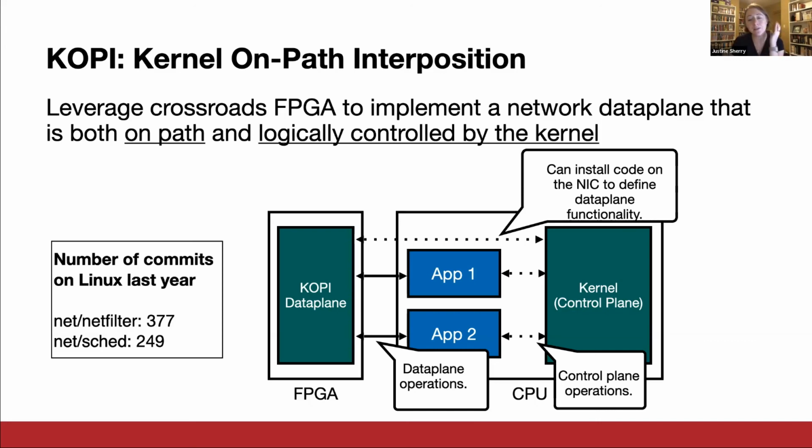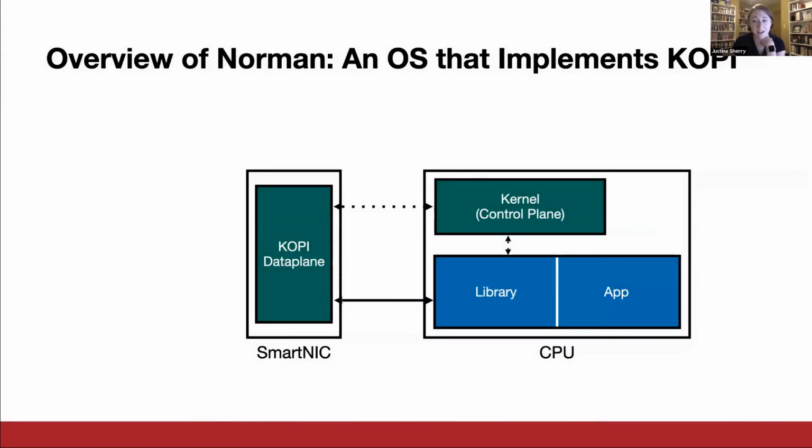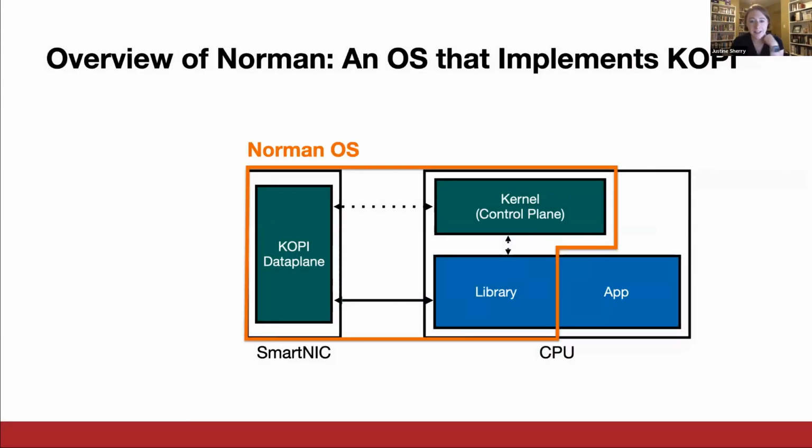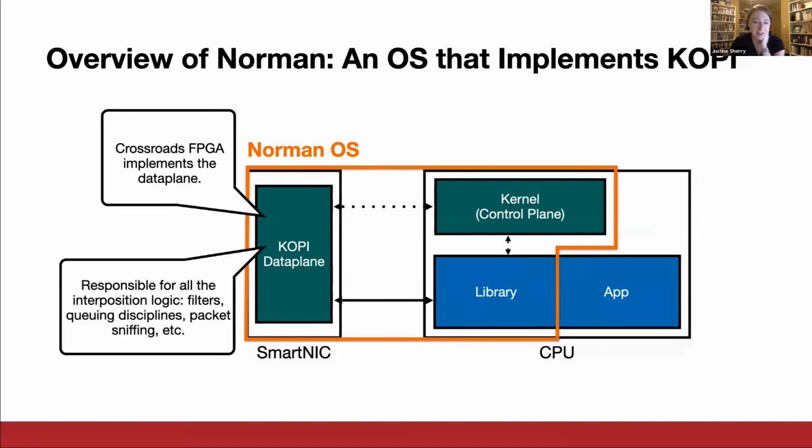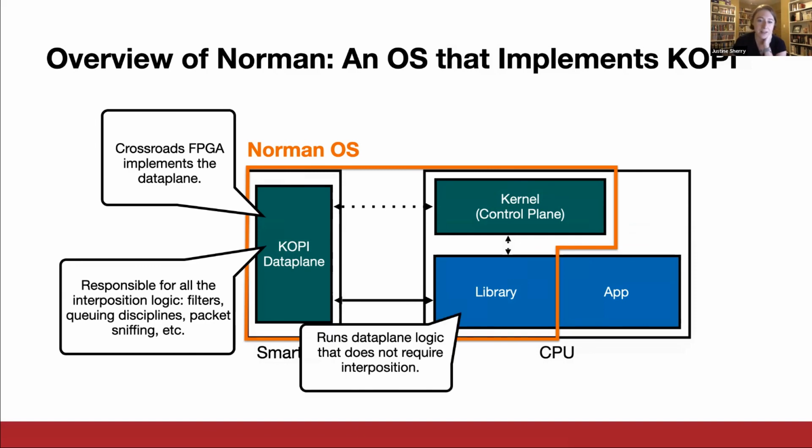Now, once again, because we don't have a Crossroads FPGA, we're using a SmartNIC. Norman OS is being built to use a SmartNIC, and it implements the kernel functionality and a special library that the app uses to interact with the kernel on the control plane and with the KOPI data plane on the FPGA. The KOPI data plane is responsible for things like filters, queuing disciplines, and packet sniffing. And the library that allows the application to talk to the KOPI data plane doesn't do any sort of interposition. It doesn't ship things to the kernel. It doesn't do any interrupts. It doesn't do any copies.